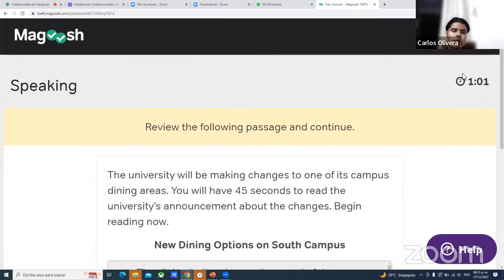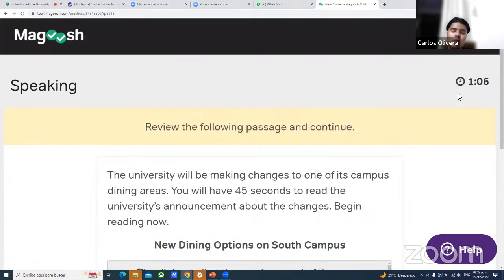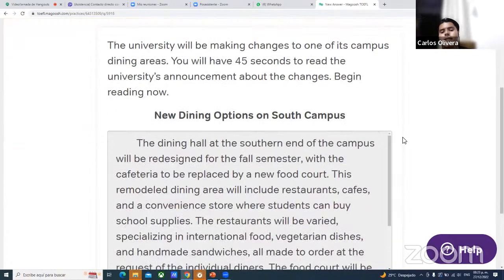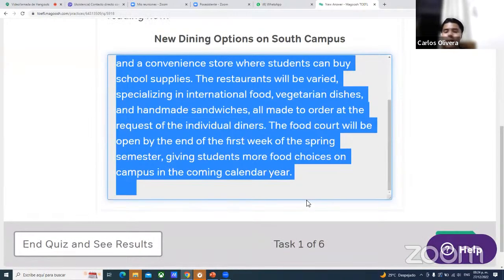On the exam, you're going to get a chronometer, okay? And this chronometer, by the way, is going to be in one of your corners, could be the right corner or the left corner. The thing is that the chronometer on the exam goes backwards, okay? 45, 44, 43, 42, not upwards, as in this case. So when the 45 seconds are over, the computer is going to take you automatically to the next part, which is, as you know, the conversation, okay? But now, let's say that you finish reading this passage in 30 seconds and not 45.